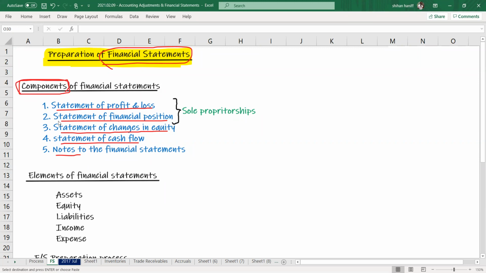Initially we will prepare the financial statements for a sole proprietorship, a single ownership. For a sole proprietorship, we prepare only the first 2 statements: statement of profit and loss and statement of financial position. For limited liability companies, we prepare all 5 components. But right now, we will focus only on sole proprietorships.